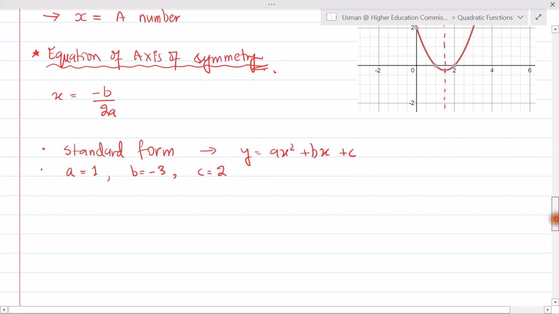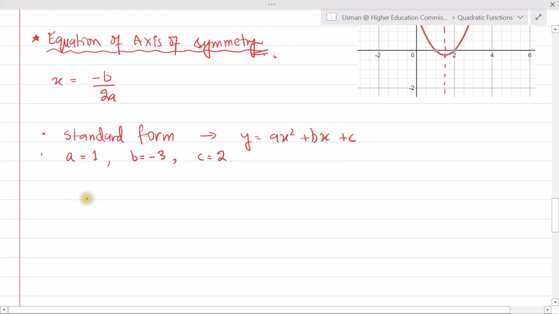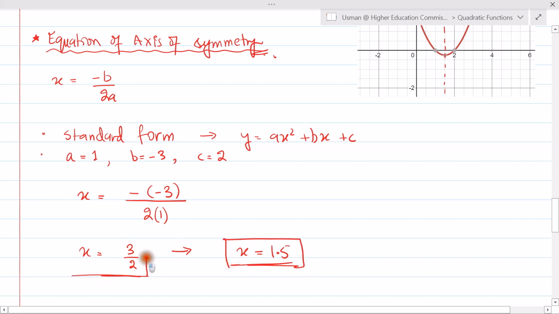Using my formula, minus b over 2a, I can now plug in the values correctly, adding brackets so that I don't make any errors in the plus and minus signs: minus b, divided by 2a. This gives us x equals 3 over 2, which can be written as x equals 1.5. You can leave your answer as a fraction or as a decimal, whichever is convenient to you. And this is the method of finding the axis of symmetry for an equation in the standard form.